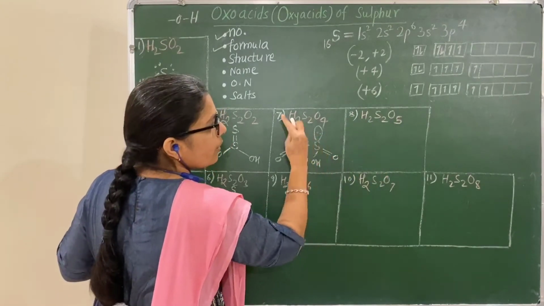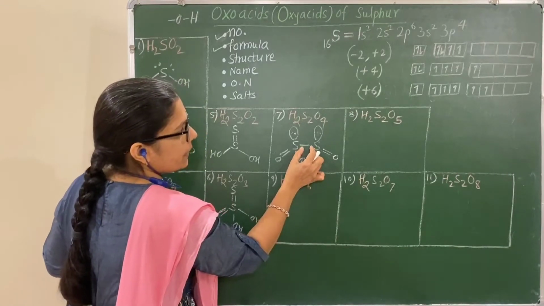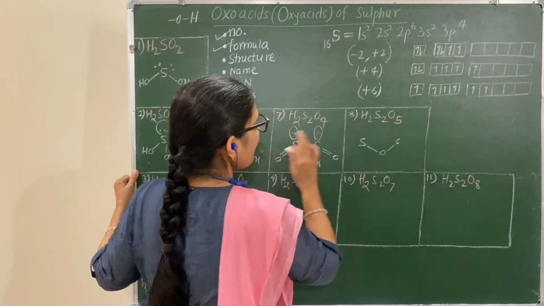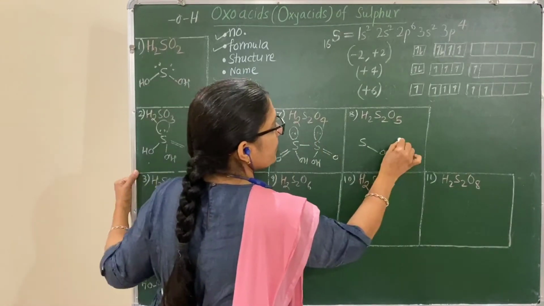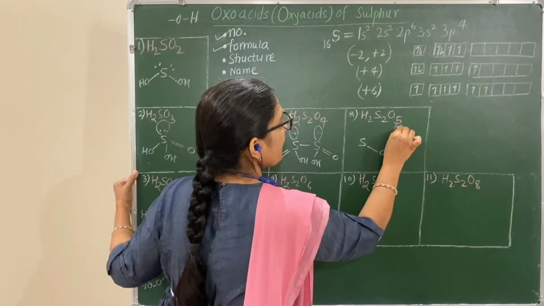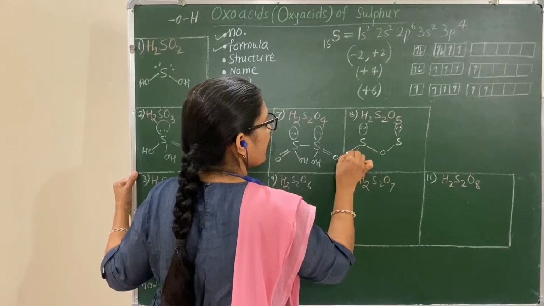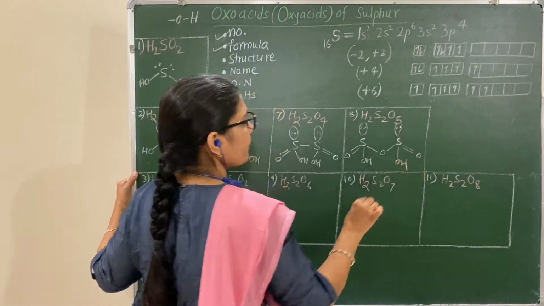What happens? Only one O is added to this one. That is added in between this sulfur-sulfur. Therefore, the structure is like this. Remaining all same. Only add one O between these two sulfur atoms. Therefore, sulfur like this. Here two lone pairs are there. Here, double bond O, OH, double bond O, OH.